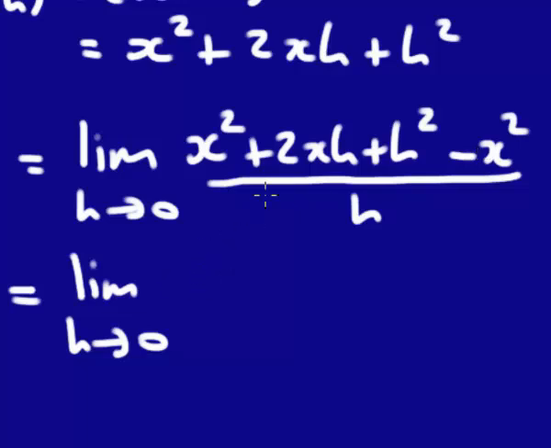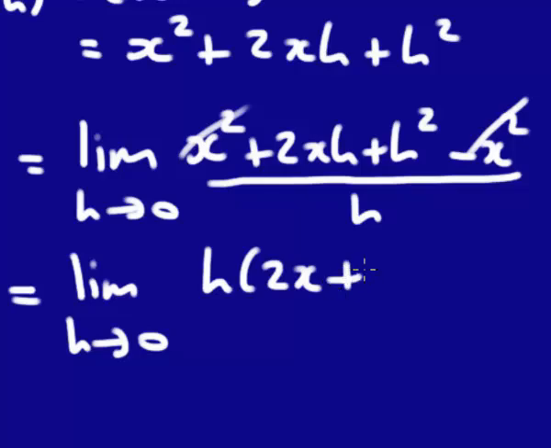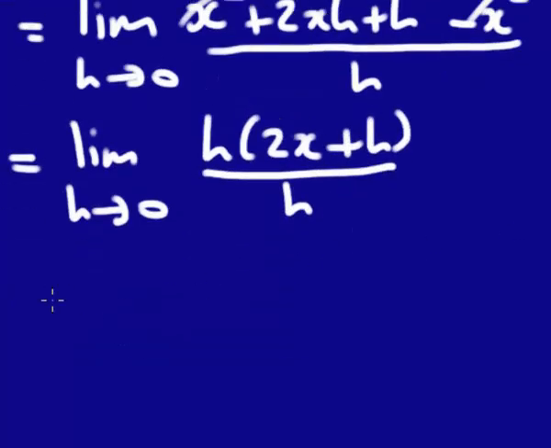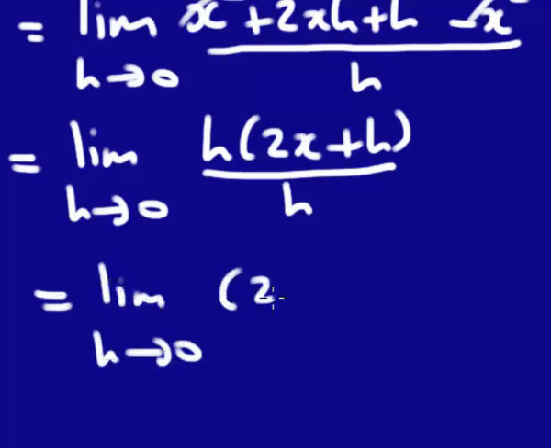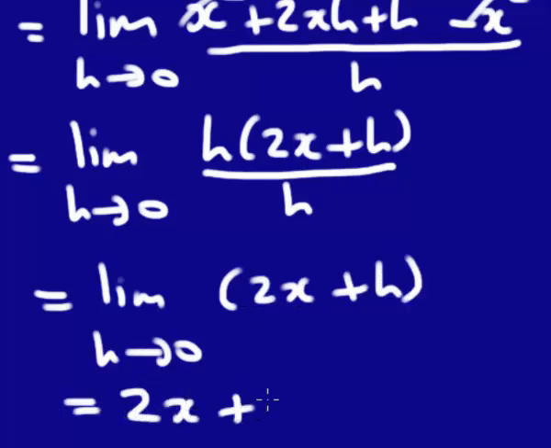The x squareds cancel, and you have the limit as h approaches naught. You take out the h, and you're left with (2x + h) over h. The h's go bye-bye, and we're left with the limit as h approaches naught of 2x + h. Now that comes to 2x + naught, which of course is 2x. Now have a look at this.